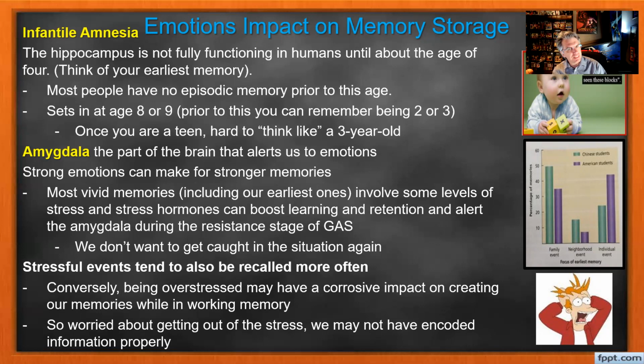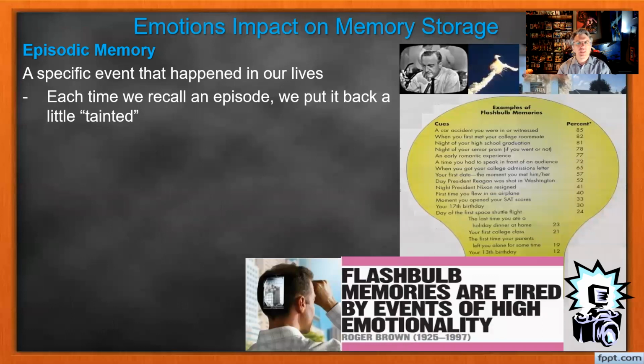And then by the time you become a teenager, your earliest real memories are about being 4 or 5 years of age. And again, they tend to be linked to emotion. Most vivid memories, including our earliest ones, have something to do with emotions because we don't want to get caught into that situation again. And stressful events tend to be recalled more often. Bad things tend to be recalled more often. So of course that memory is going to stick with us a little bit more, even if it is sometimes pretty inaccurate.